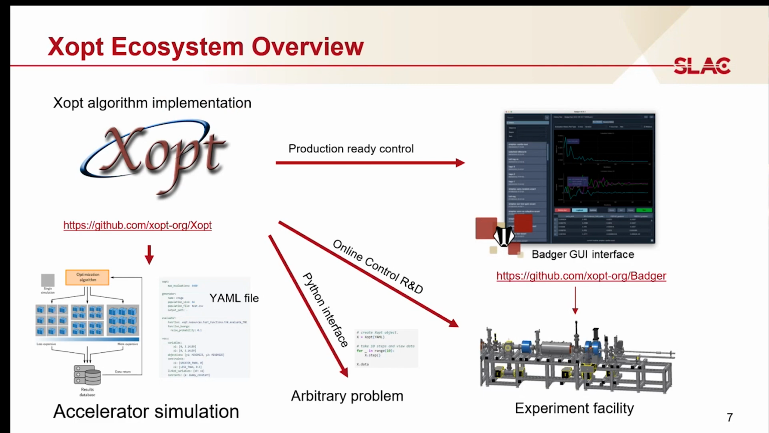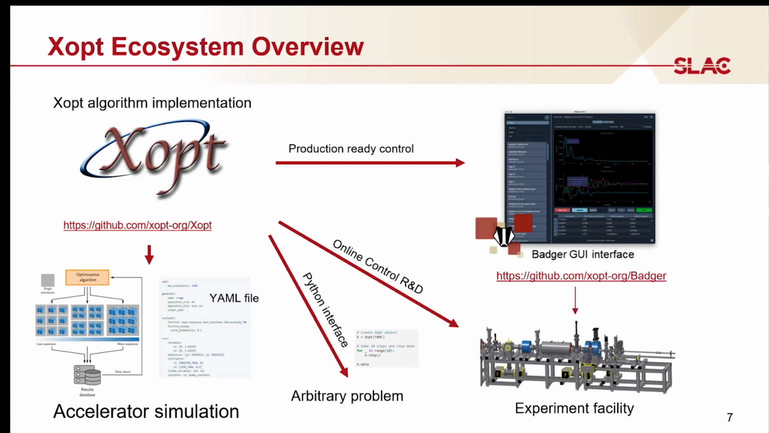And so this is what the Xopt ecosystem looks like. It contains two main packages, Xopt and Badger. Essentially, Xopt is the core optimization framework that specifies a framework for communicating between algorithms and arbitrary optimization problems.